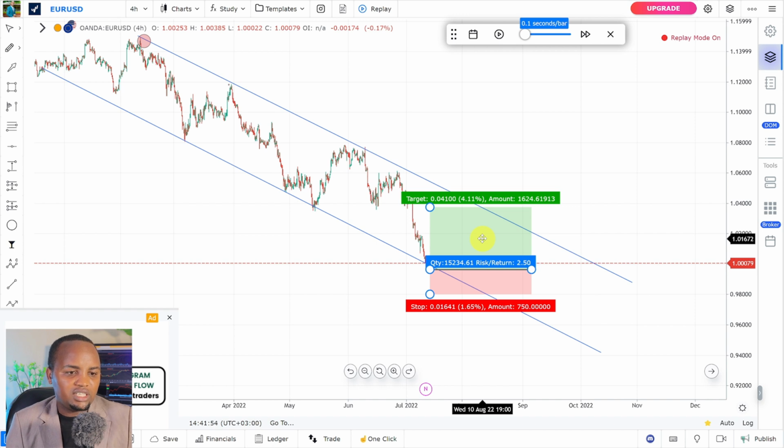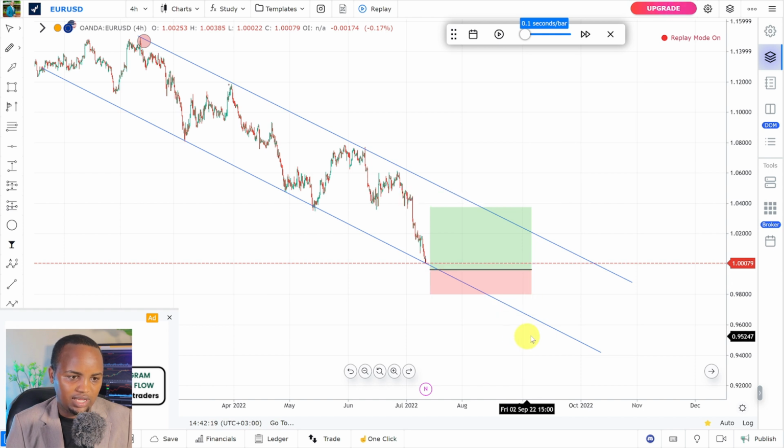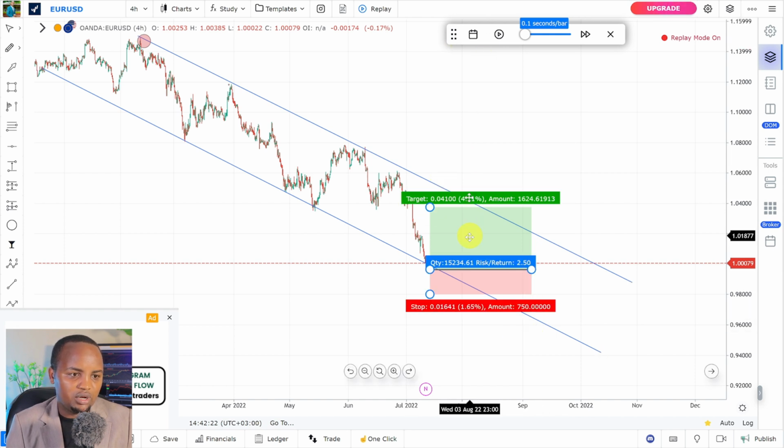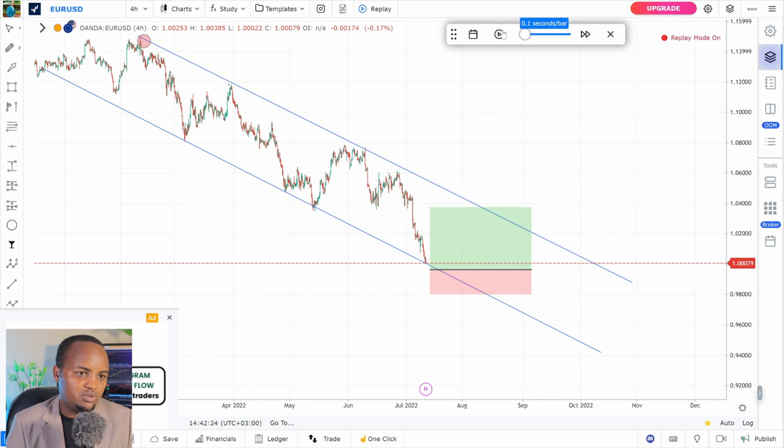And our target here, you can see the risk reward ratio. The risk reward ratio here is 2.5, which means if you are risking $1,000, you're going to be getting $2,500 here. So you can now place after entering that trend to see the direction.